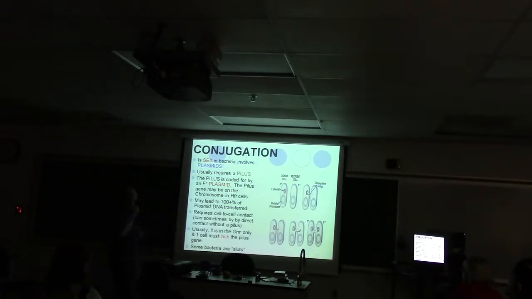Can a donor cell have more than one F? Yes. And they can also conjugate with more than one at once.